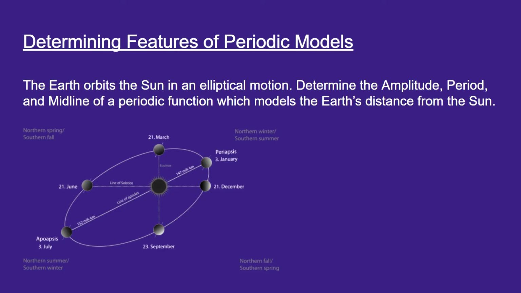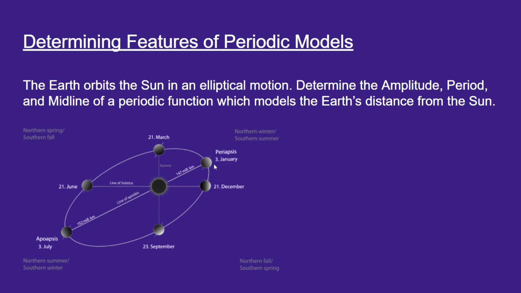Now that we've reviewed our notes about the features of periodic models, let's take a look at an example where we actually find those features of amplitude, period, and midline. In this example, I'm saying that the Earth orbits the sun. Fun fact, it does, in an elliptical motion. Now it asks us to determine the amplitude, period, and midline of a periodic function which would model the Earth's distance from the sun over time. That over time part is kind of implied.